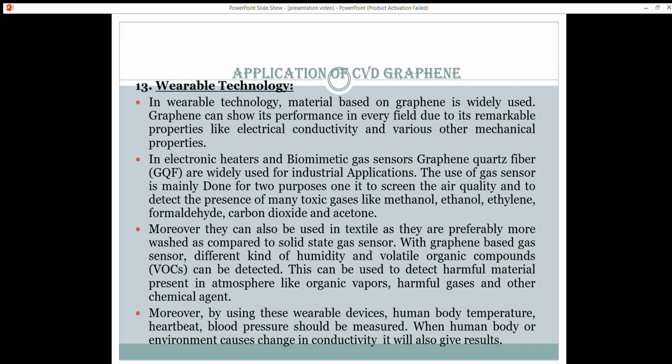With graphene-based gas sensors, different kinds of humidity and volatile organic compounds can be detected. This can be used to detect harmful material present in the atmosphere like organic vapors, harmful gases, and other chemical agents. Moreover, by using wearable devices, human body temperature, heartbeat, and blood pressure can also be measured. When the human body or environment causes a change in conductivity, it will also give results.